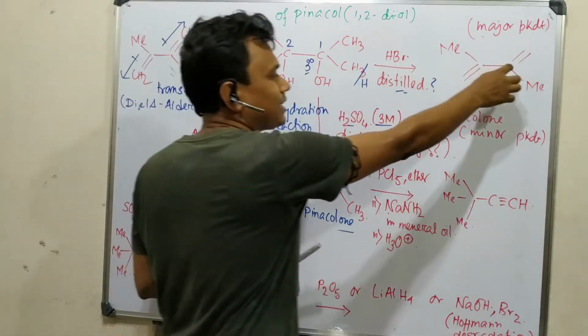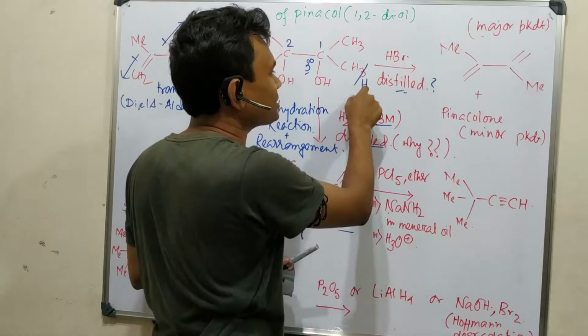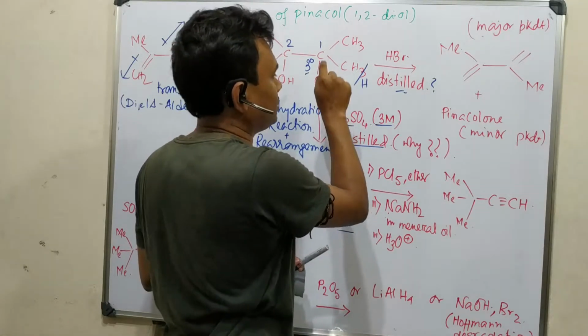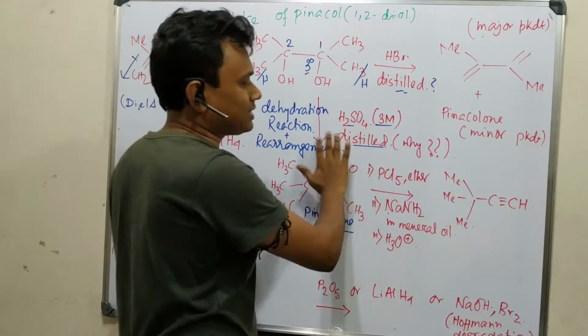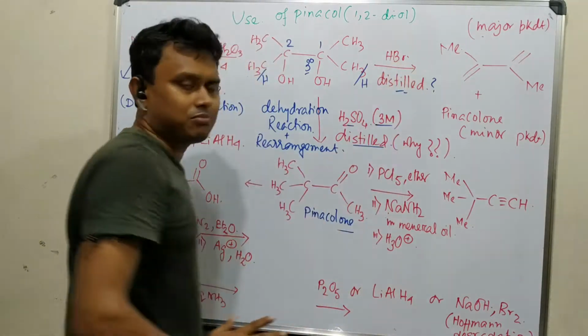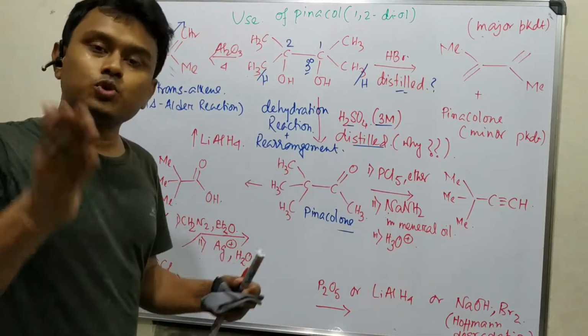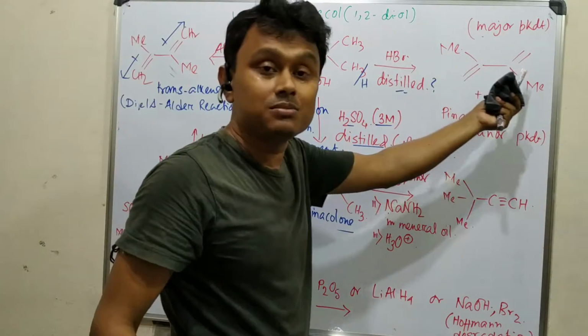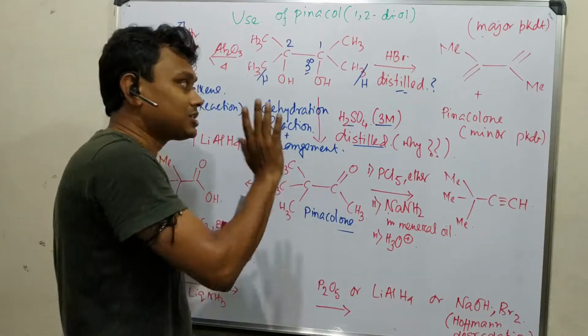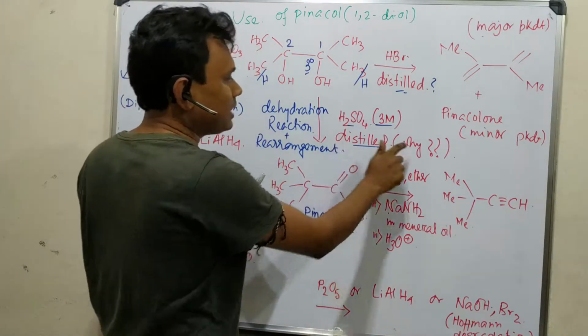Along with this, what can come? Along with this, water produced in the reaction may come, or in case of sulfuric acid it will not come, but some HBr may come if it is HBr. But that could be easily separated, because water and HBr are miscible, but this alkene is not miscible. So separation is easier. That's why it is always written distill.